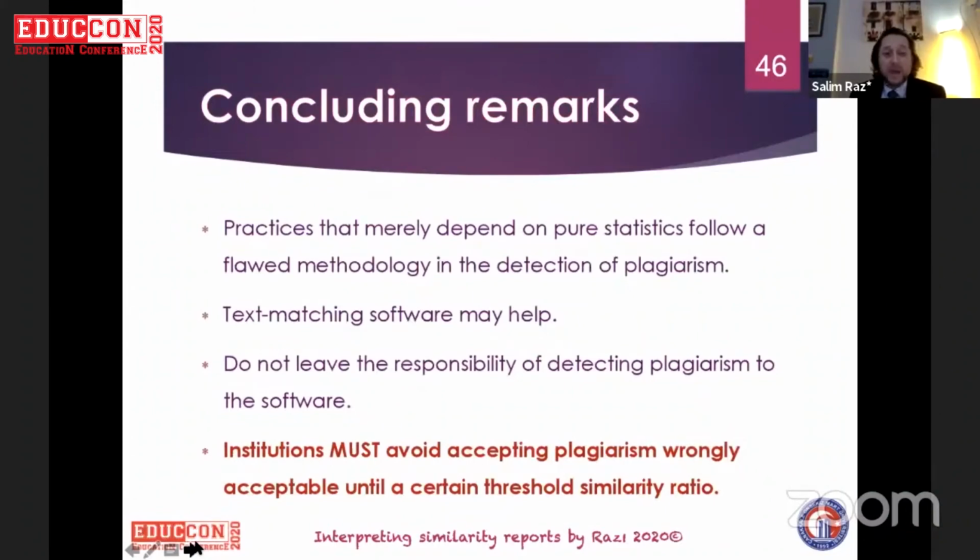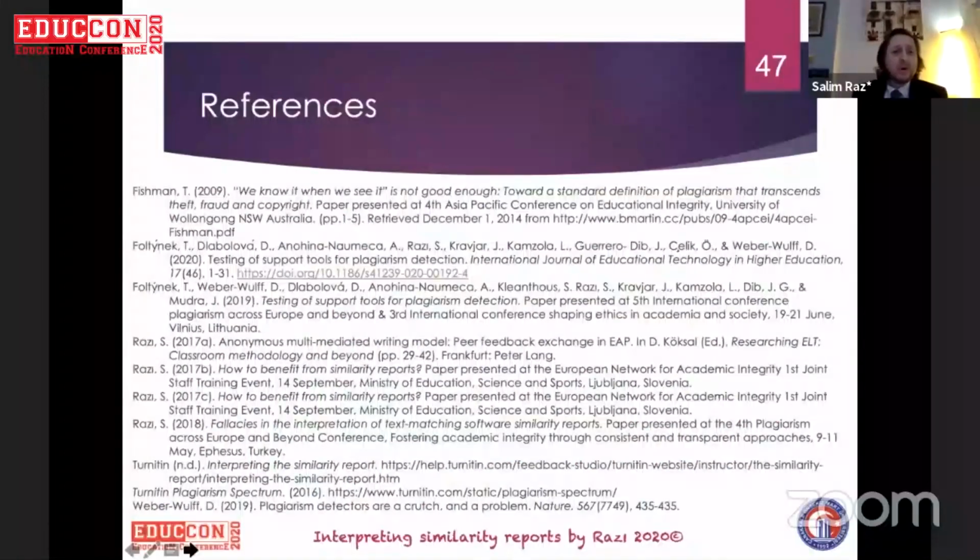To conclude, what do I say? Of course, depending on the number, merely number statistics is not good. It is a very flawed methodology, especially for institutions. Please change your regulations. We need to check every individual match, whether it is due to plagiarism or not. This is very important.